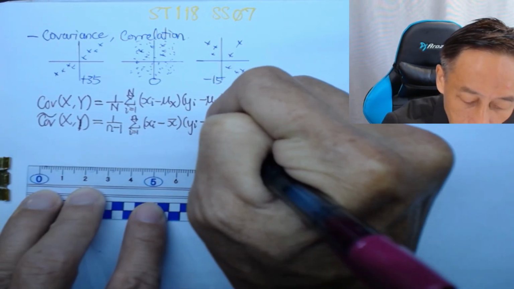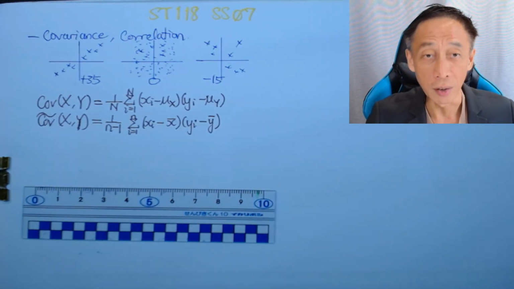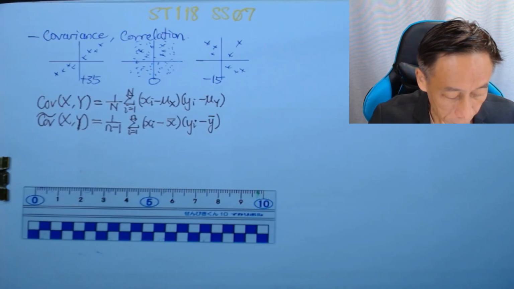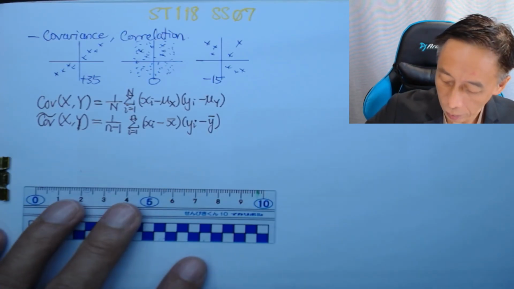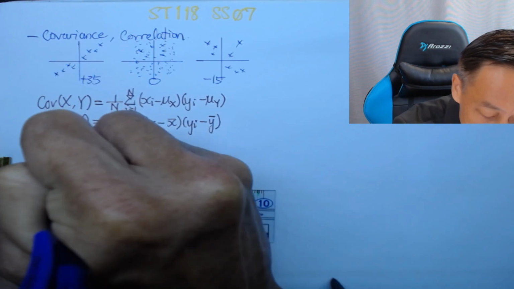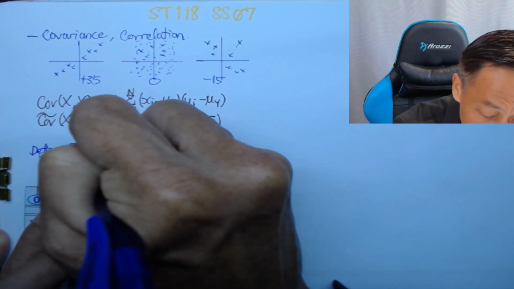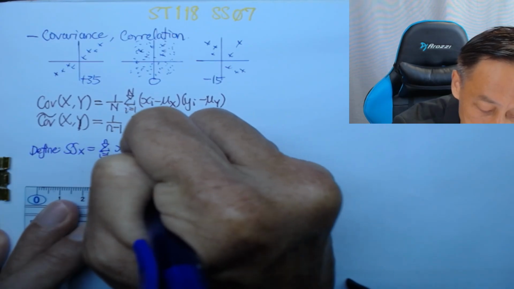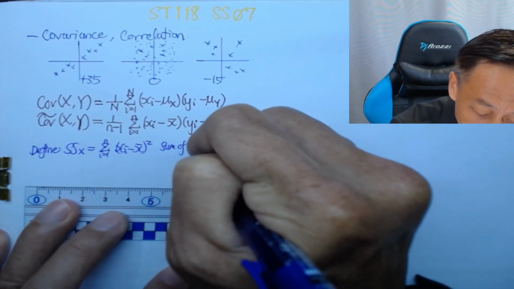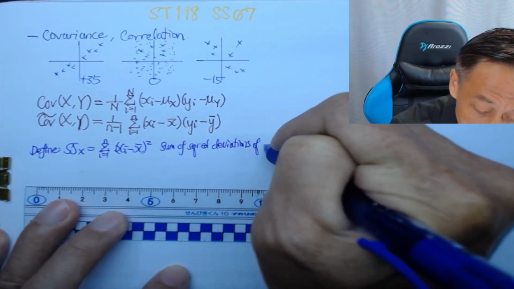And that's not surprising because covariance is a kind of a generalization of variance, as we'll see in the properties of covariance in a bit. Okay, so if I can define SSx as the sum of all the numbers from 1 to n, xi minus x bar, squared. That means the sum of squared deviations of x.